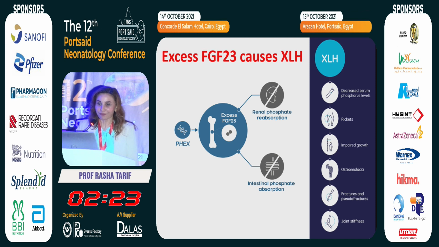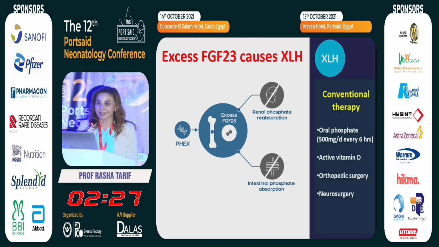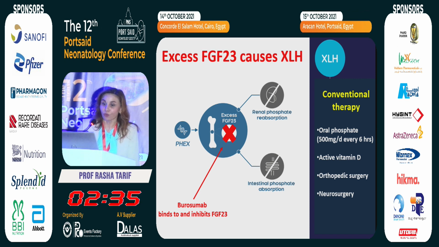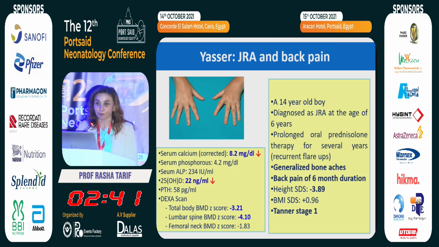So excess FGF23 causes XLH with its symptoms, and in XLH, we have conventional phosphate therapy, vitamin D, and neurosurgery, and there is a very new treatment called burosumab, which inhibits FGF23, and it changed the life of those children.